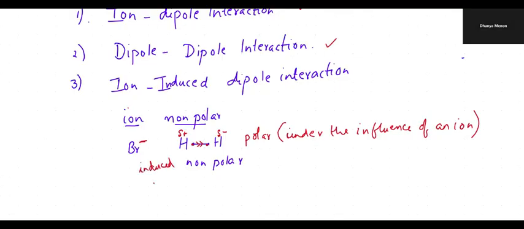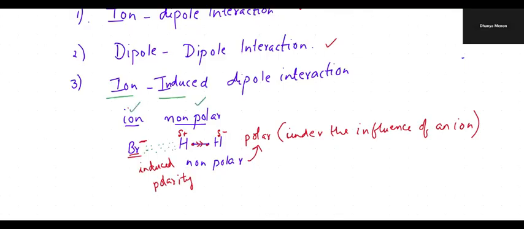That means because of this ion, this non-polar molecule is becoming polar just for some time. And what is happening? There is interaction between this bromide ion and the hydrogen. So this is not very strong, okay? And this is called ion-induced dipole interaction.